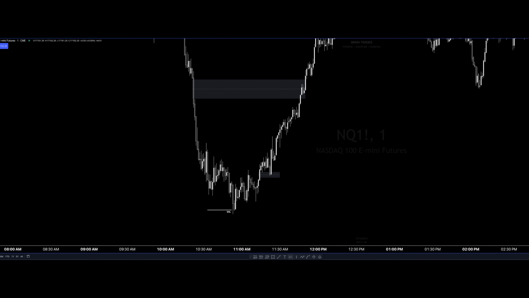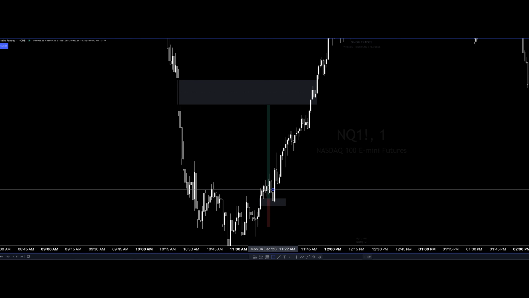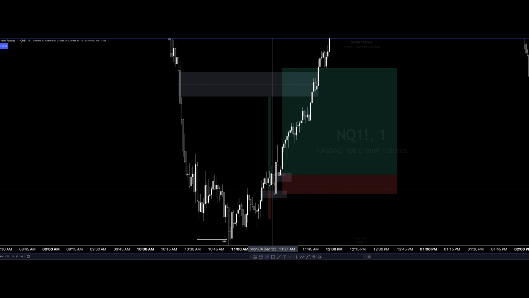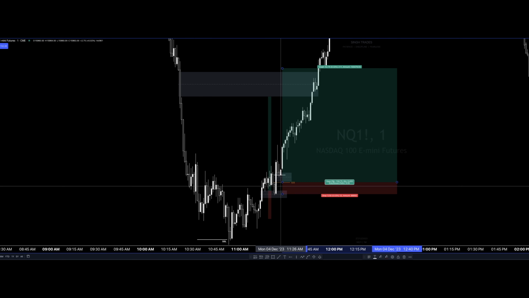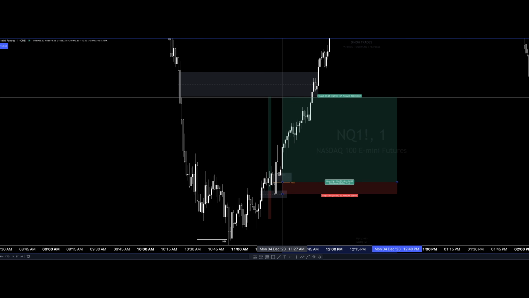I'm risking 260 to make 870. All right. We get displacement up, create another fair value gap here, tap the order block, and this is where I'll take my second entry. Now my stop loss will be below this low here, and my average fill will be at, let's see, half of this. So now my fill will be right here, still targeting fair value gap.